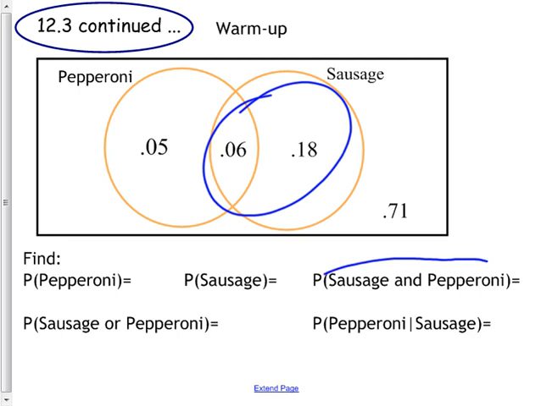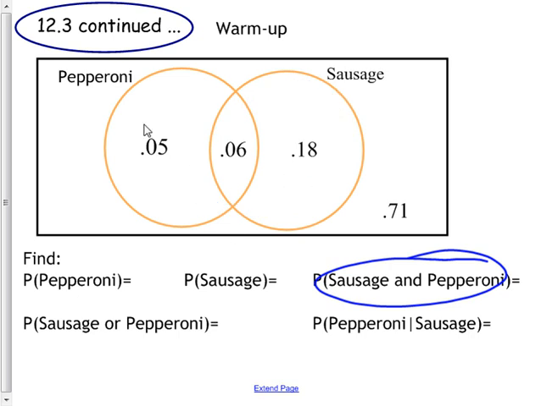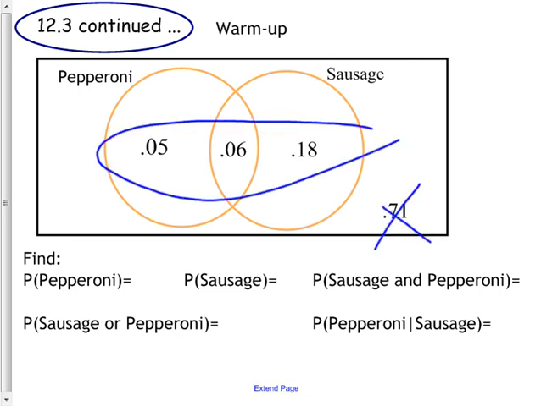If they say "and," is that a small answer or a big answer? "And" is the small one. "And" means only the 0.06. How about "or"? Is that a big answer or small answer? Big answer. Yeah, I don't want to say everything, though, because that doesn't count. It'd be just these.